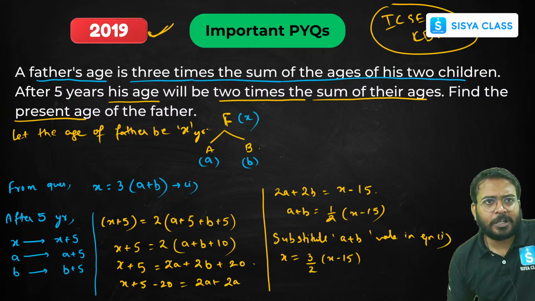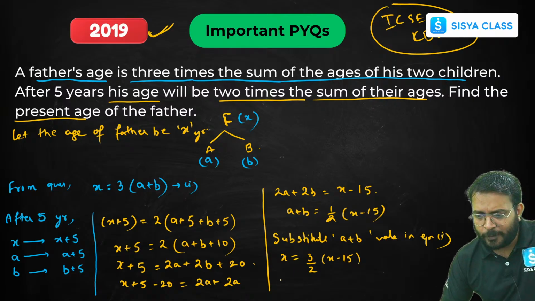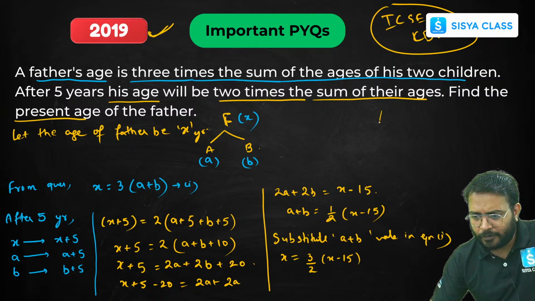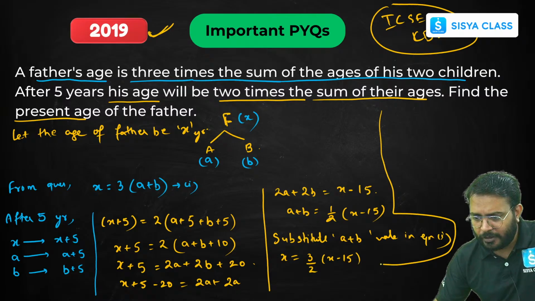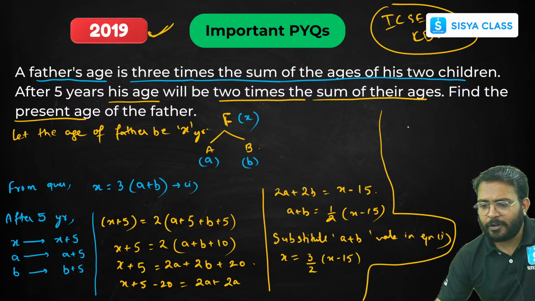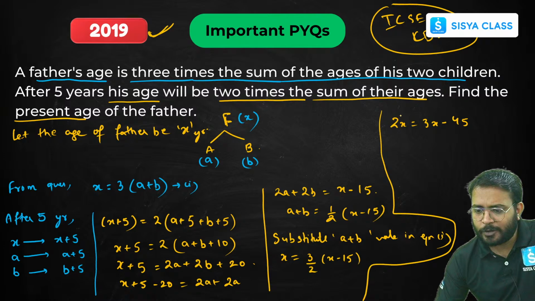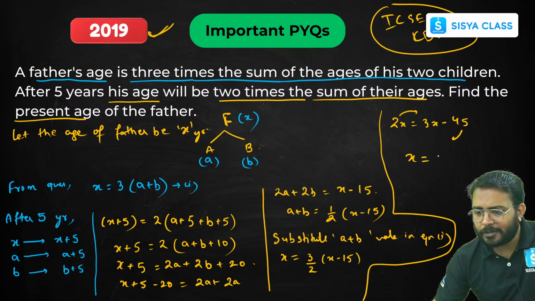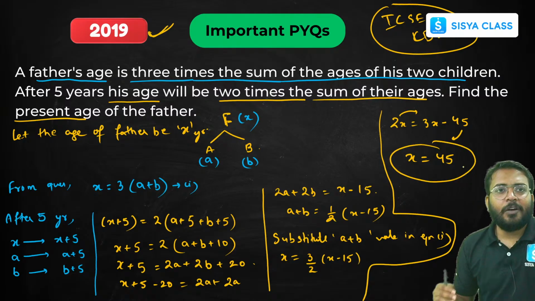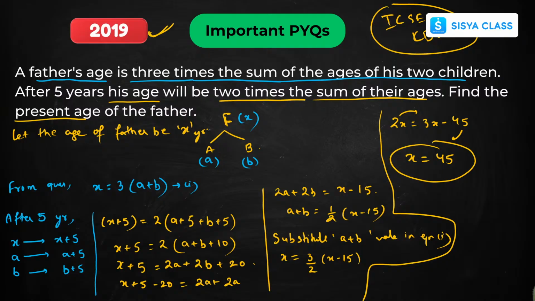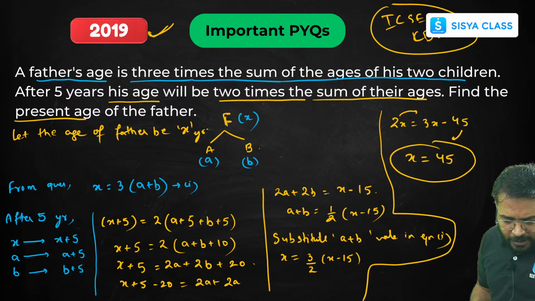Now can we cross multiply here? Let me solve it. When we cross multiply, we get 2X is equal to 3X minus 45, yes or no? Now we can transfer 2X to the other side, and minus 45 to the other side. So 3X minus 2X gives X is equal to 45, yes or no? That means the father's age is 45 years. So the present age of his father is 45 years.